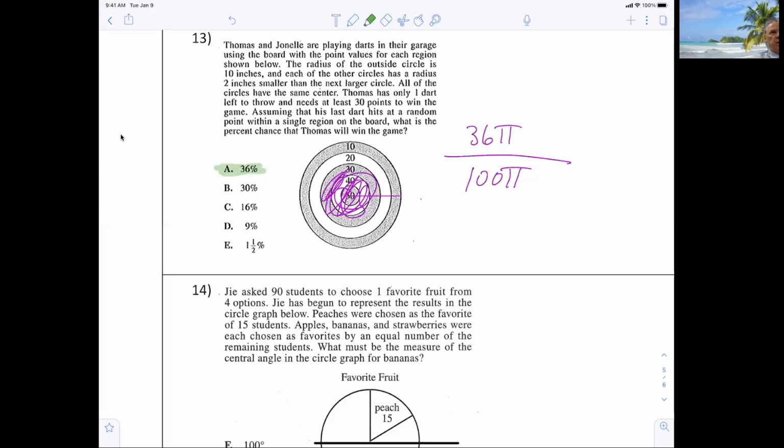Remember, probability is what? Probability is you want the dart to land somewhere in here. Do you agree? So that has an area of 36 pi. Probability is part to whole. You hear me? So the dart has to land somewhere. So the whole dartboard has an area of 100 pi. You with me? Anybody else?